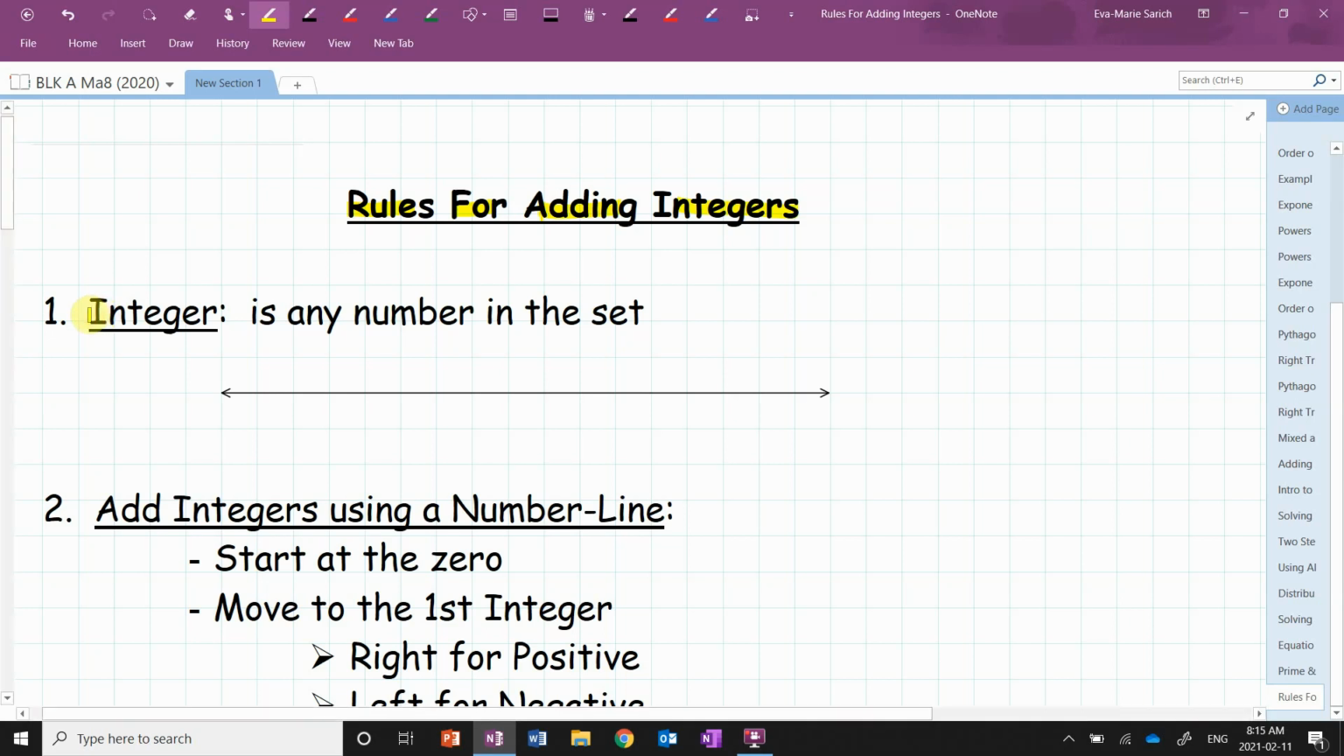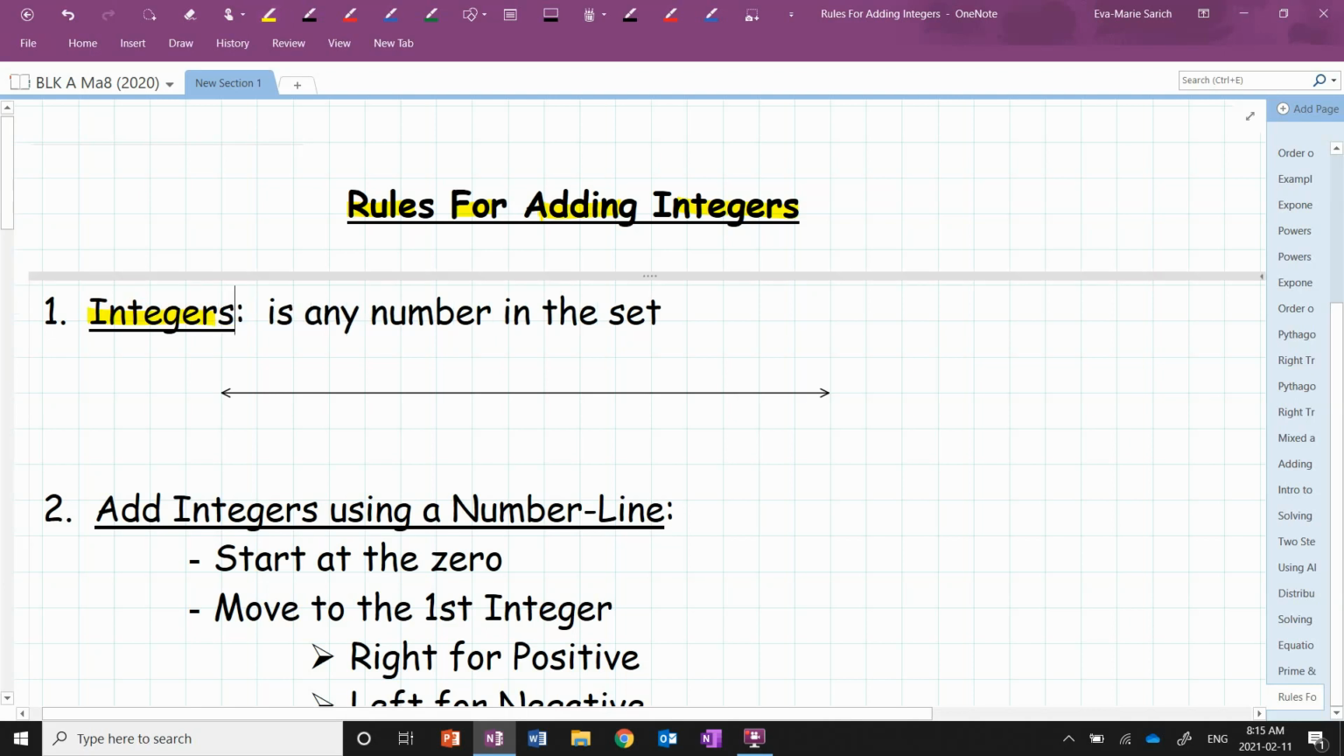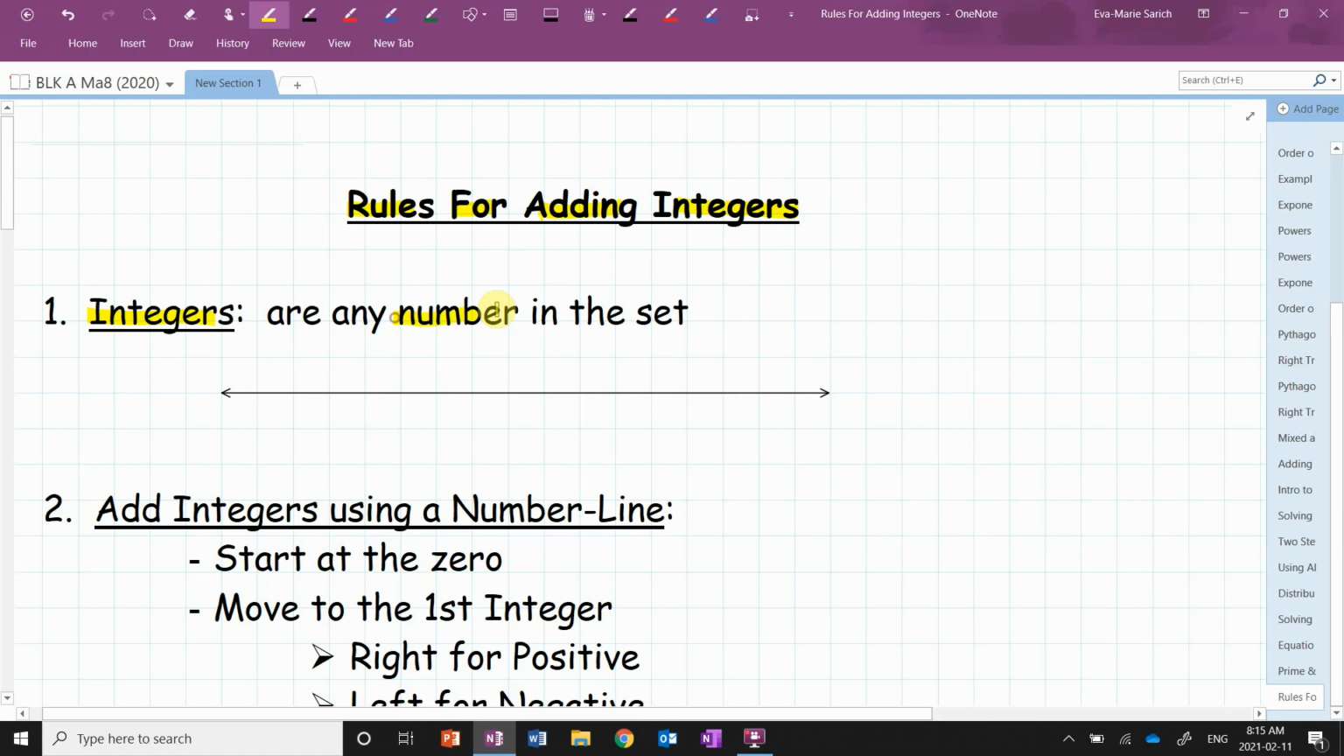So, what are integers or an integer, right? Integers are any number in the following set, okay? And you can think about integers as the numbers on a number line.